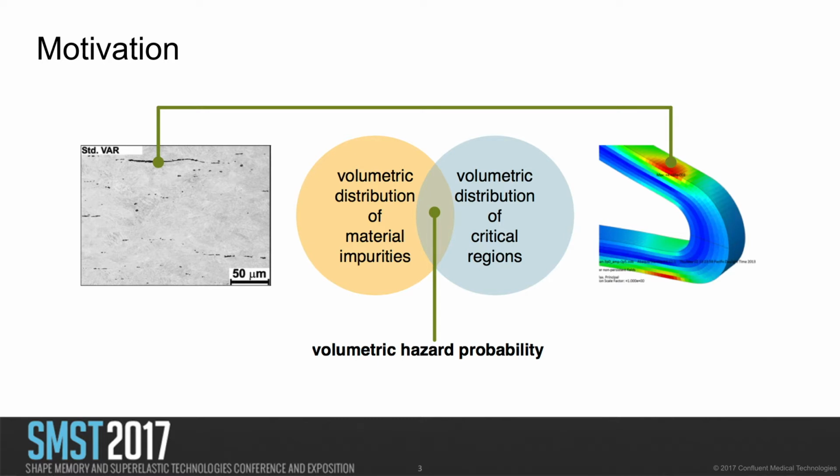There's been a lot of work on both sides of this Venn diagram, but there have not really been great methods to tie these two things together and to say something about the risk that's related to what is essentially the probabilistic overlap of a hotspot ending up at an unfortunate location where there happens to be one of these inclusions. So the hypothesis is that we can do a better job of predicting durability by developing some methods that will allow us to bring these two things together.